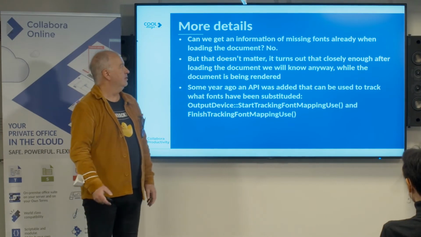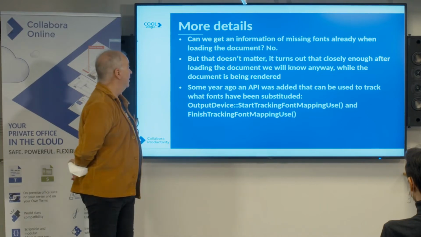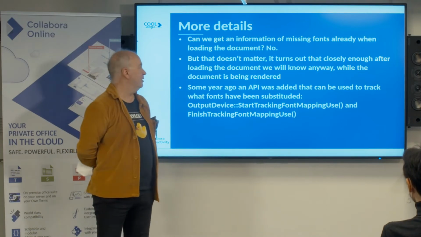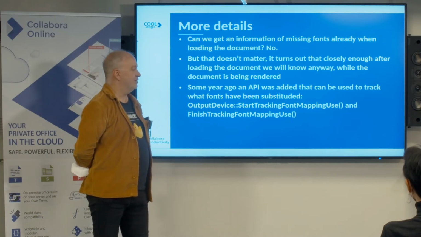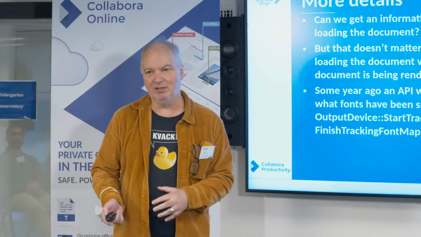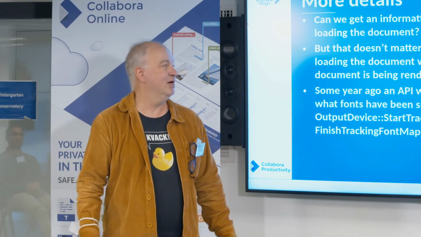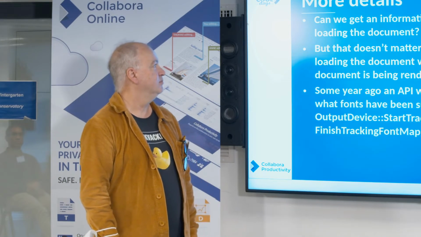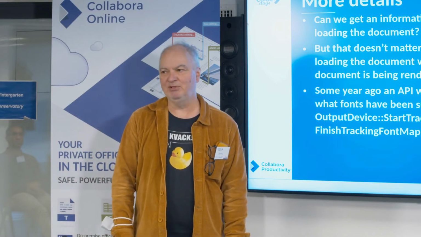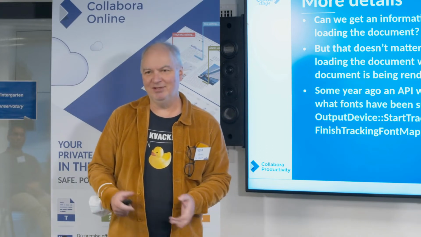And at which point can we then get information about missing fonts? Unfortunately, while loading the document, that is not possible. But actually that seems to not matter, because when we have loaded the document and start rendering it, it goes through the whole document anyway, and you get this information quite soon after that. So to the user, if it's a sensible sized document, they get the information right after loading the document.